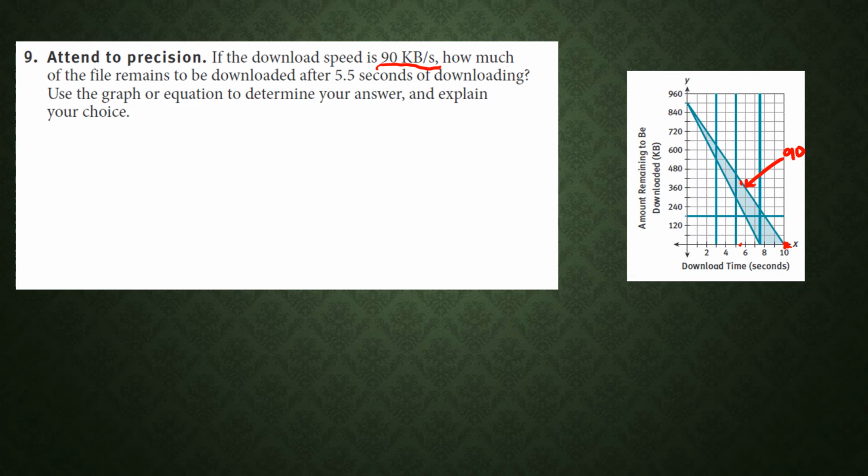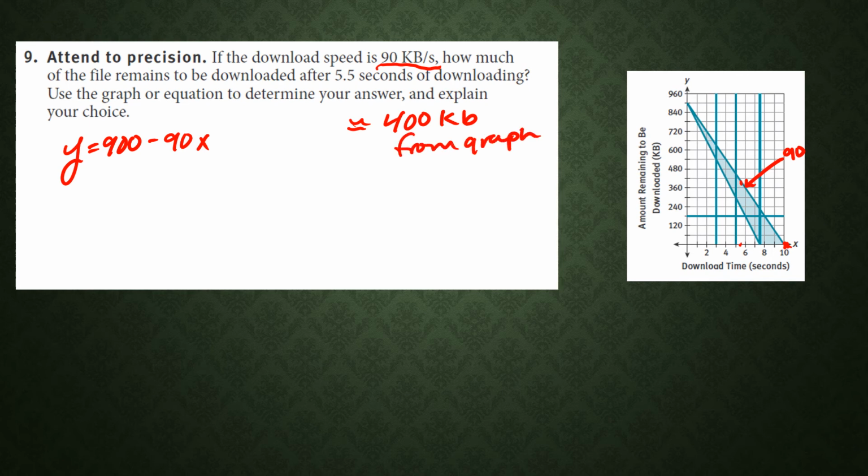Use the graph or the equation to determine your answer. Well, that equation was y equals 900 minus 90x. And this looks like it's going to be about, let's see, 360, about 400-ish, right? Approximately 400 kilobytes from the graph. Let's see if we plug it in what we get. So after 5.5 seconds, 900 minus 90 times 5.5.